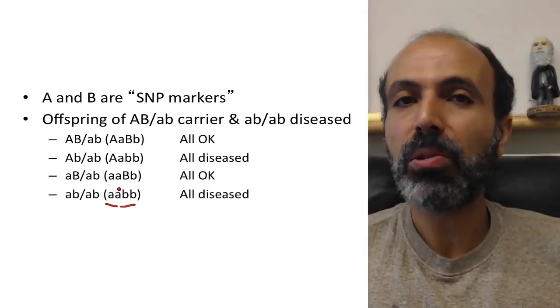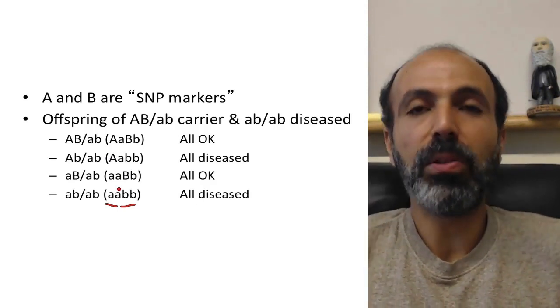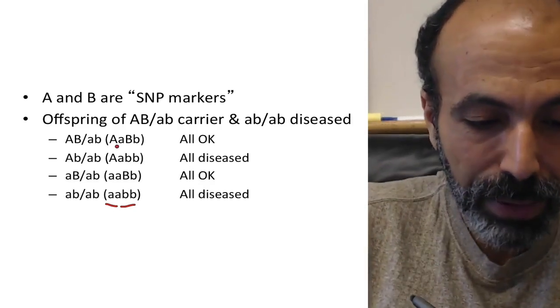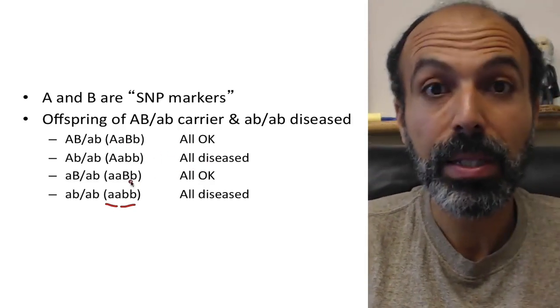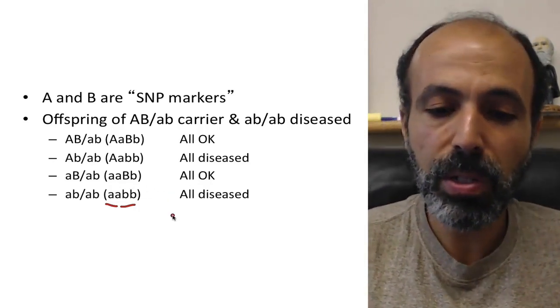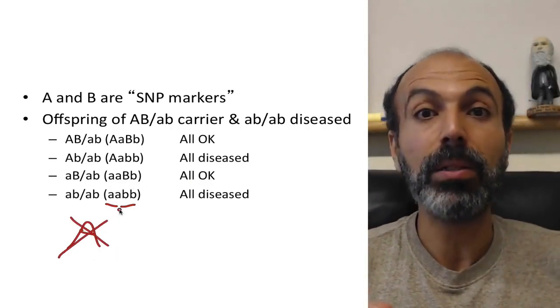Do we see any sort of consistent association, that if you're big A, little a, you tend to be diseased, or if you're little a, you tend not to be, or something like that? No. We see half the big A, little a's are okay, half of them are diseased, half the little a, little a ones are okay, and half of them are diseased. So there is no association with A. So A is not associated with this genetic disease, or not clearly associated with it.